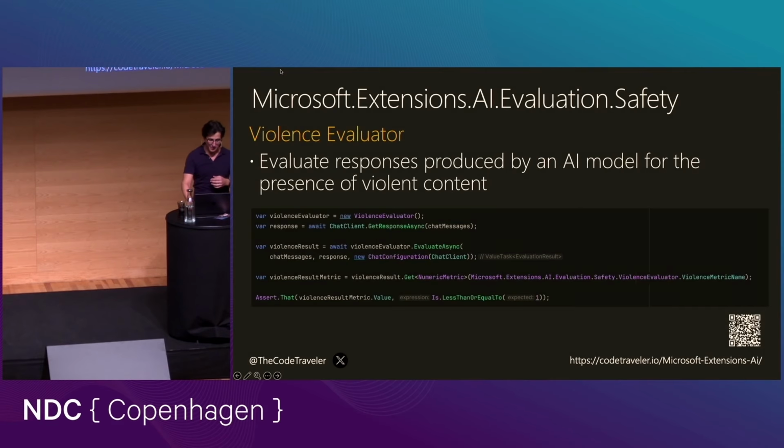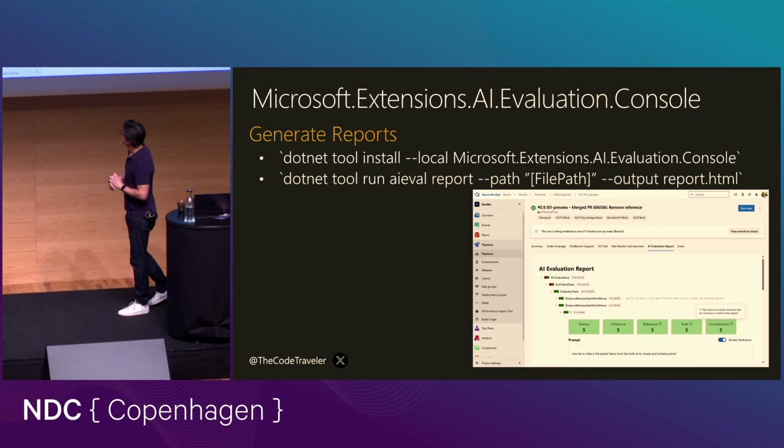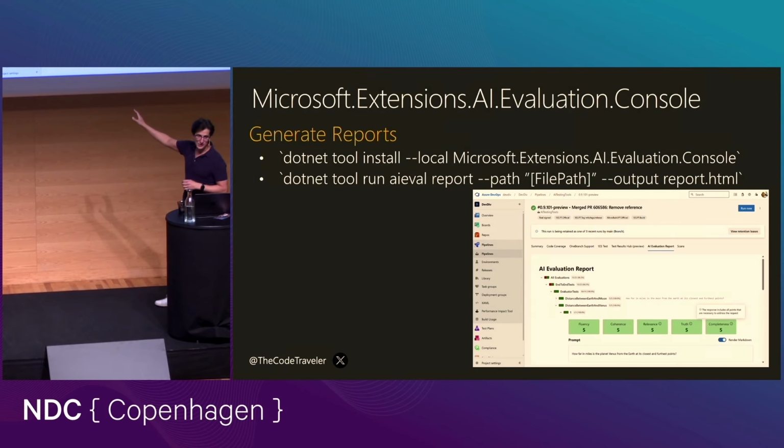OK. And let's see, one more cool thing. We won't do this in the code, but as soon as you implement this, you're going to have a PM that's going to want a beautiful dashboard with greens and reds so that they can look at it and take credit for all of our work. And we can give that to them because there's the Microsoft.Extensions.AI.Evaluation.Console.